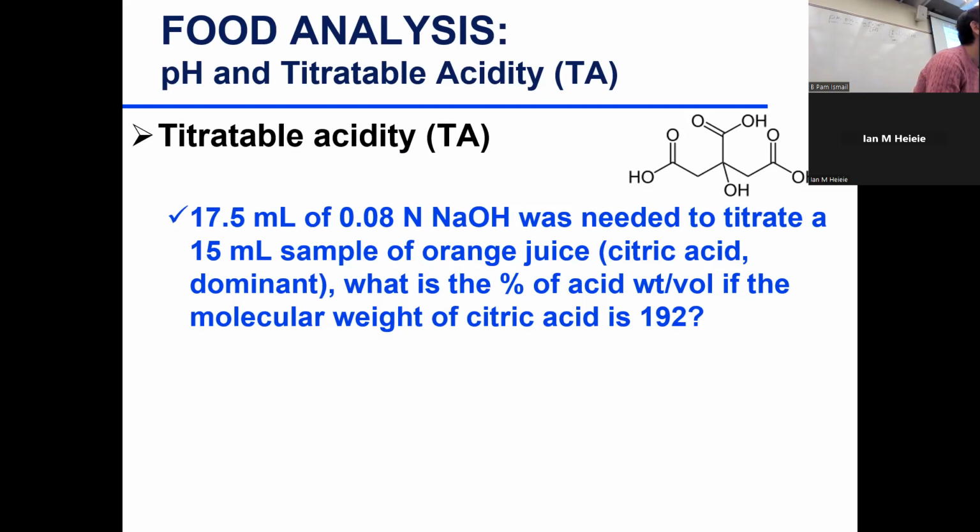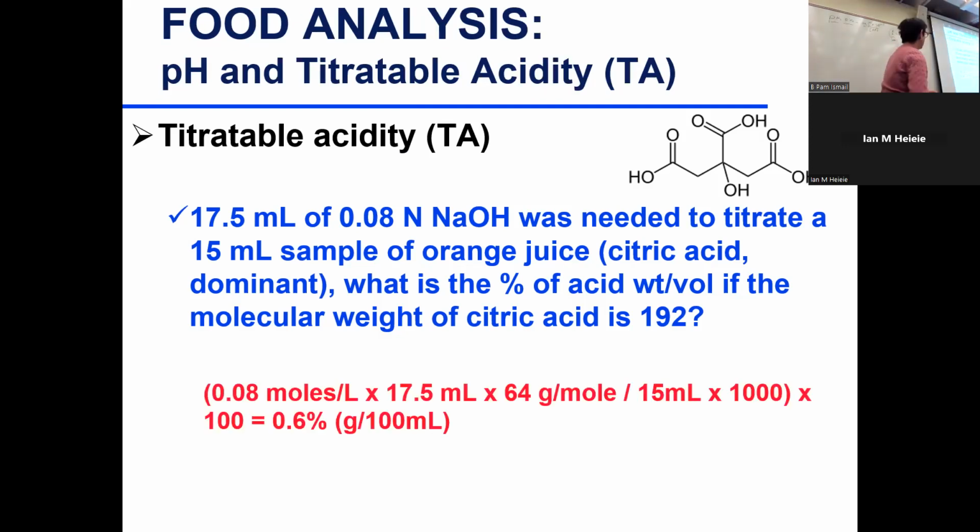Kevin, you have a value? Anybody? We're just applying the equation from the previous slide, knowing that you need to divide by 3 here, the molecular weight, because you have 3 carboxyl groups. What do you get, Kevin? 0.5%. 0.6%. Okay. Yeah.